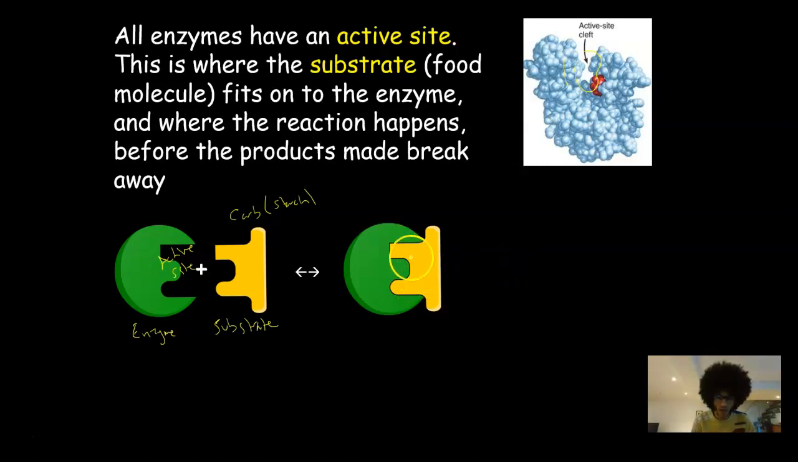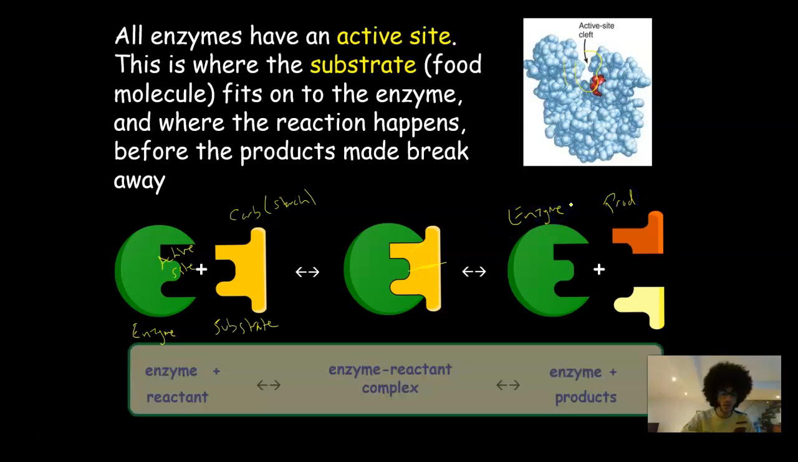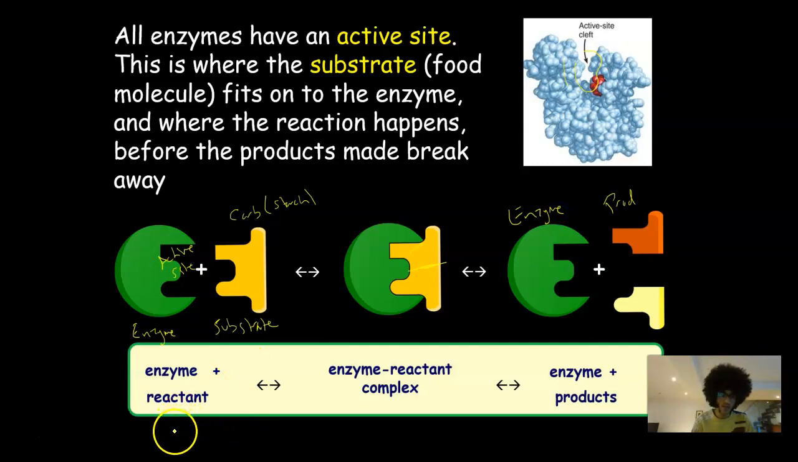There's a chemical reaction where this reactant, this substrate, gets broken down into two different things. And then after that, it forms two products. This is basically your food molecule broken down into smaller pieces, which moves away. So this is your product. And notice that your enzyme stays exactly as it was at the start. So you've got an enzyme and a reactant at the beginning. You then move on to your enzyme-reactant complex, which is like an intermediary stage between the beginning and end of the reaction. And then you've got your enzyme and your products, which go away.